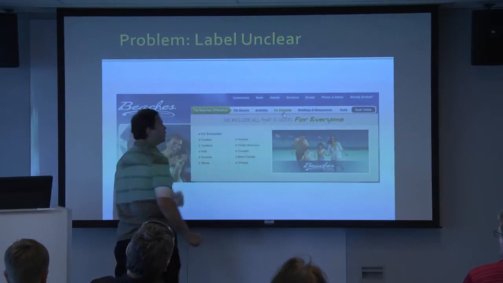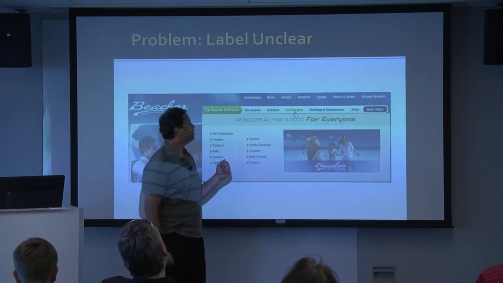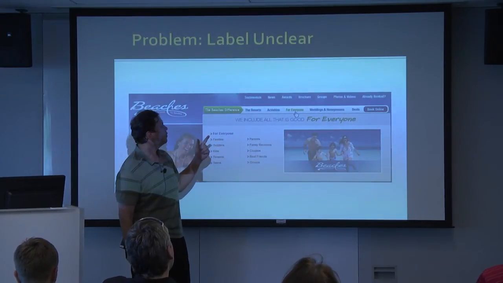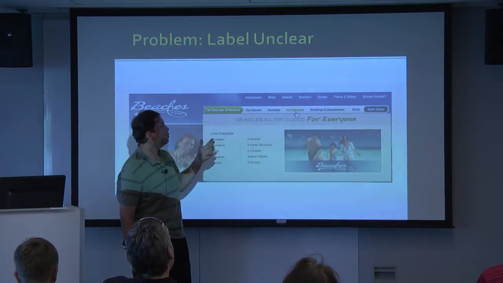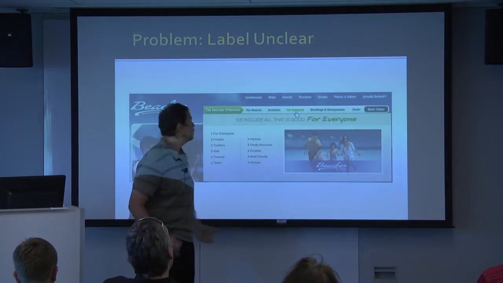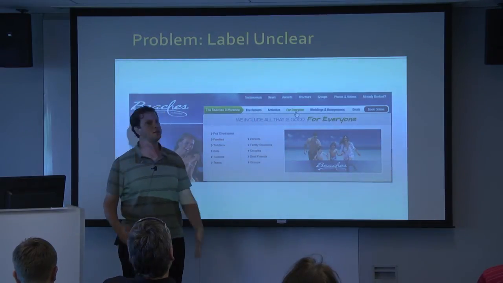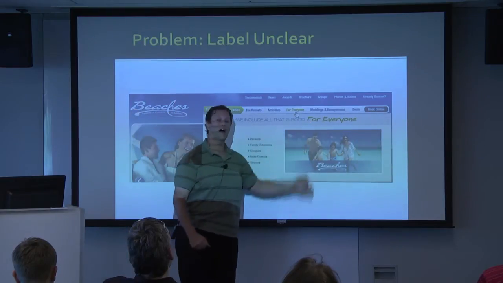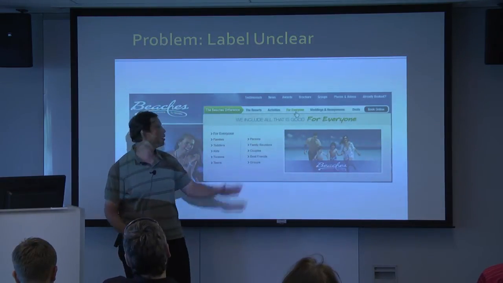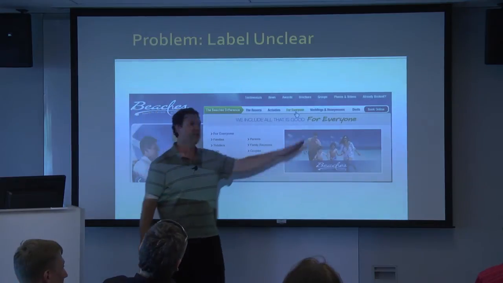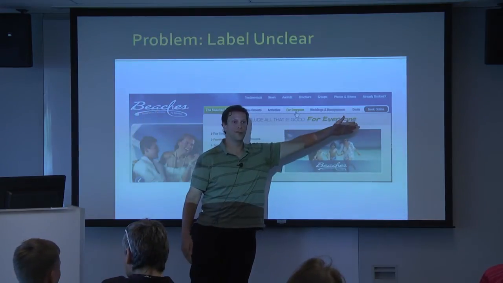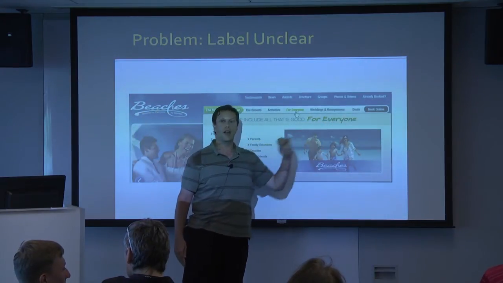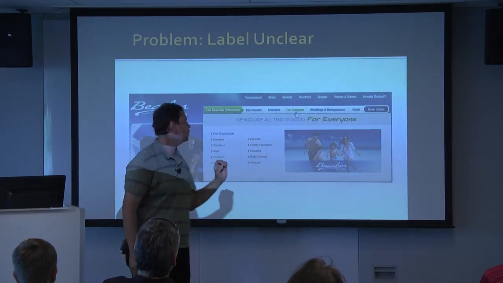Labels that are unclear. Here are the labels they have on their websites: resorts, activities, for everyone, weddings and honeymoons, deals, and book online. Some of these are very clear. Activities, these are things I can do. Weddings and honeymoons, well, I know if I'm going to get married, that's the page I want to go to. You want deals, you want to book online, I understand exactly what those labels mean.